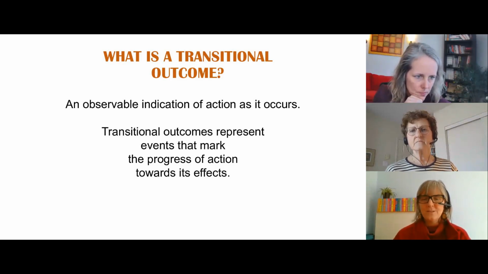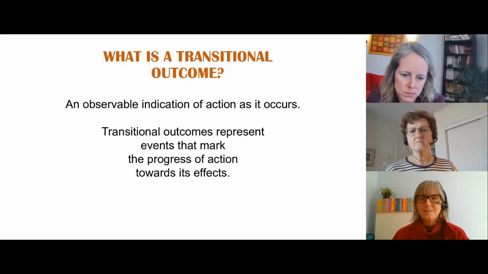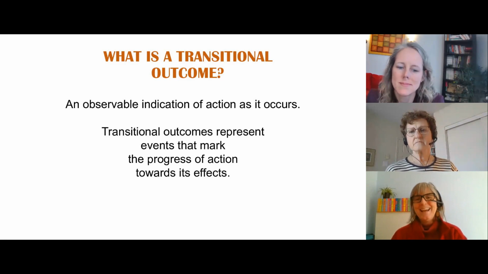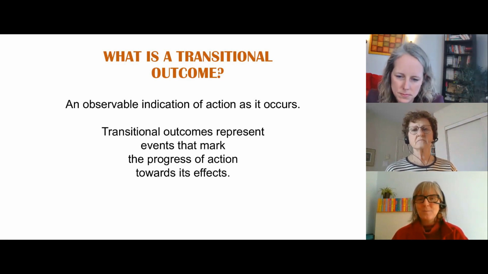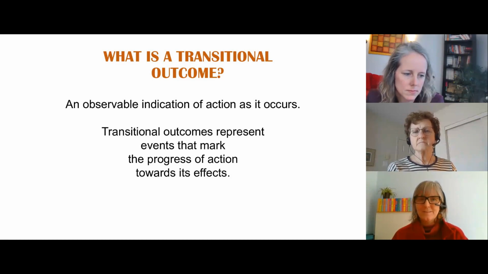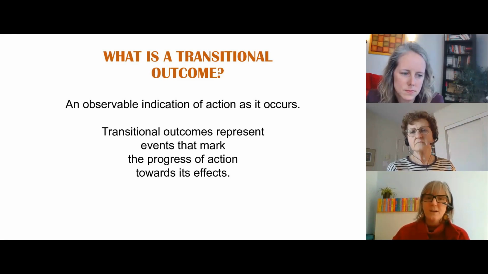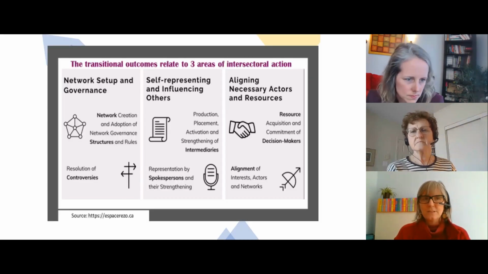So what is a transitional outcome? It's an observable indication of action as it occurs, which is helpful for evaluation. Transitional outcomes represent events that mark the progress of action towards its effects. As I mentioned earlier, a total of 12 transitional outcomes were identified, and they relate to three areas or domains of intersectoral action, which we're going to look at now.